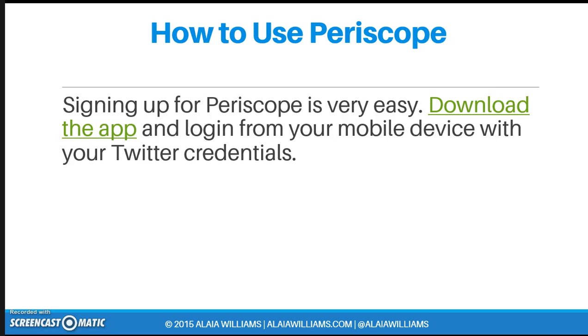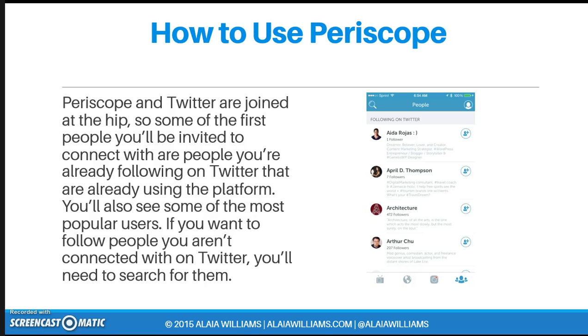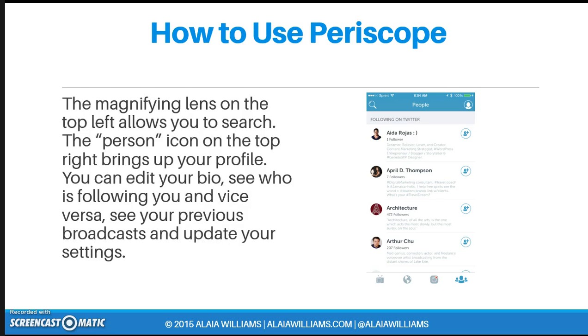Signing up for Periscope is very easy. Download the app for your iPhone or Android device and log in with your Twitter credentials. If you're not on Twitter, you'll need to sign up. Periscope and Twitter are joined at the hip, so some of the first people you'll be invited to connect with are people you're already following on Twitter that are already using the platform. You'll also see some of the most popular users. If you want to follow people you aren't connected with on Twitter, you'll need to search for them.